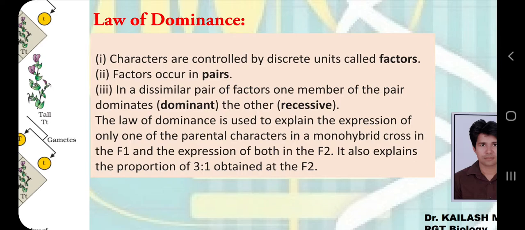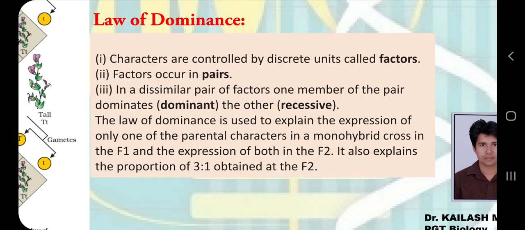Some books, like our NCERT book, consider 3 laws. First is the law of dominance, second is the law of segregation, and the third is the law of independent assortment. Other books consider 4 laws. For example, first is the law of unit factors, second is the law of dominance, third is the law of segregation, and the fourth is the law of independent assortment.